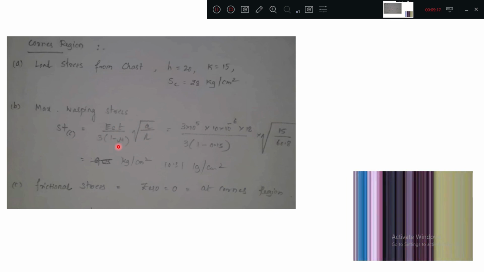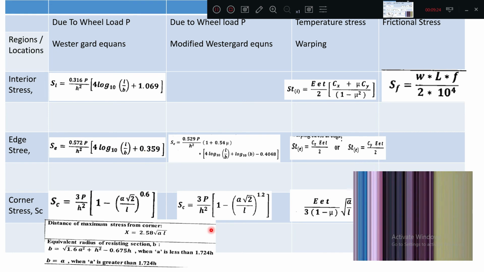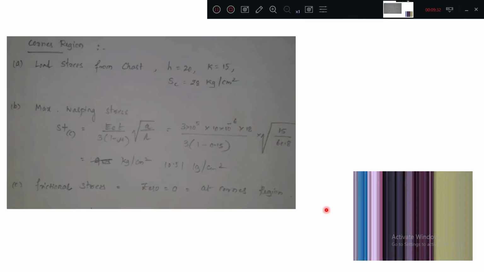Here it is for the corner region. How to get that in the corner region? Go to this table, corner region. This is the corner region. This formula I have used. Put the values, get the answer. So it is 10.51 I am getting. Frictional stress will be 0 at the corner region.